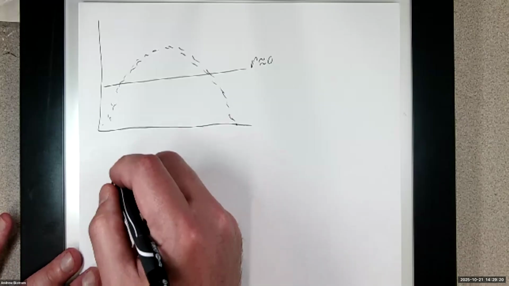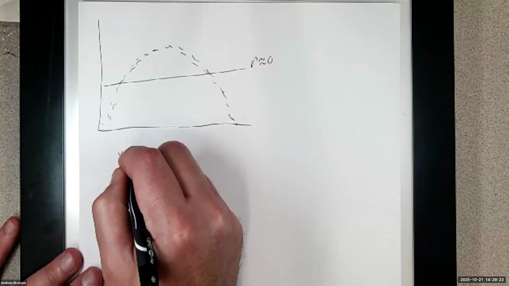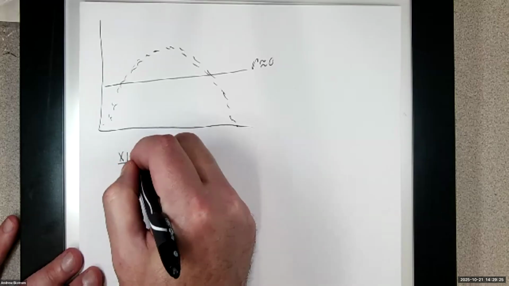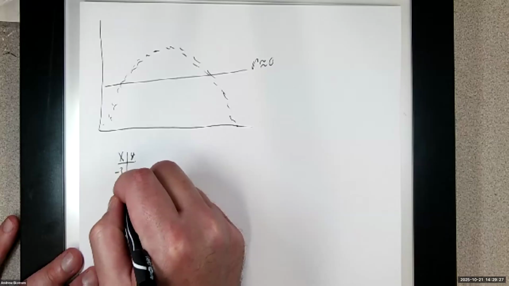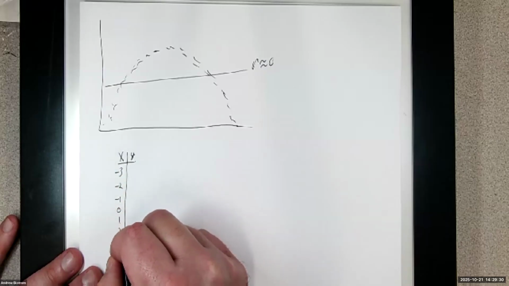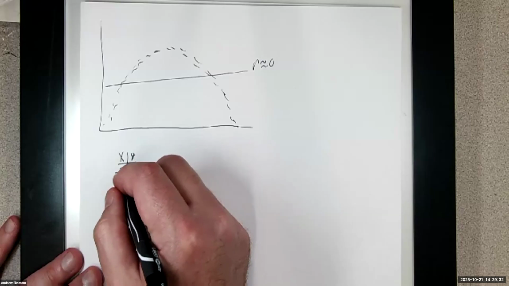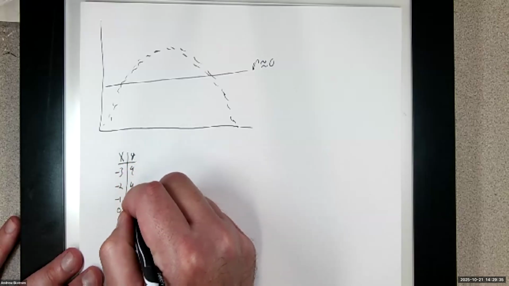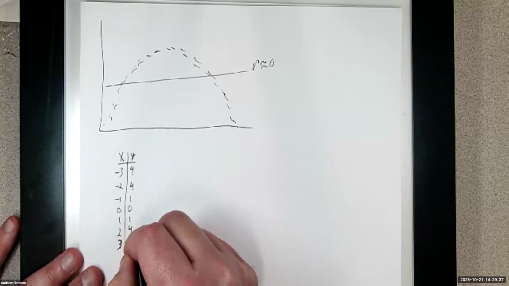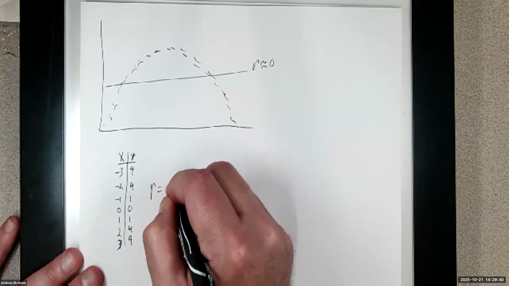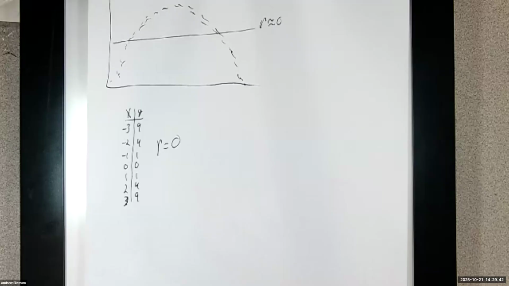If I give you a data set and I say, so 9, 4, 1, 0, 1, 4, 9, the correlation between those, the X column and the Y column, is going to be 0. Does anyone see a relationship that's actually going on there?